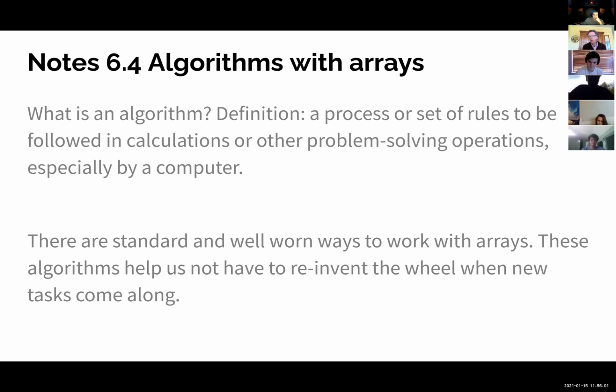All right, notes 6.4, the last section for Unit 6. We're going to talk about algorithms. And here it is. What is an algorithm? An algorithm is a process or set of rules to be followed in calculations or other problem-solving operations, especially by a computer. It's kind of like a list of instructions, almost like a recipe.